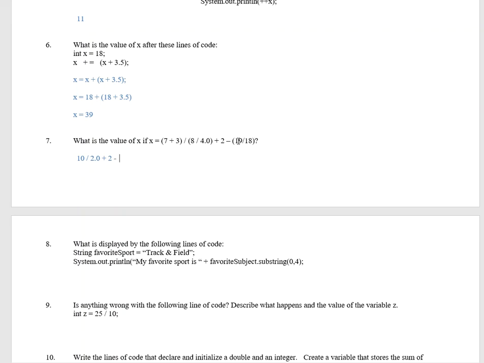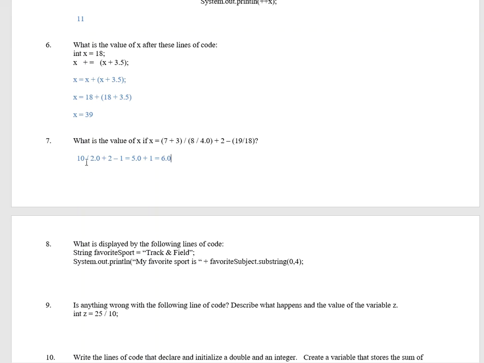Remember, it's integer math. So how many times is 18 going into 19? It only goes into it one time. All right, and so if I were to carry that out another step, now I could look at what is 10 divided by 2.0. Well, that is 5.0. Okay, all right, and then 2 plus 2 minus 1 is 1, which equals 6.0. And so 6.0 is the answer. That's how you would do that math.